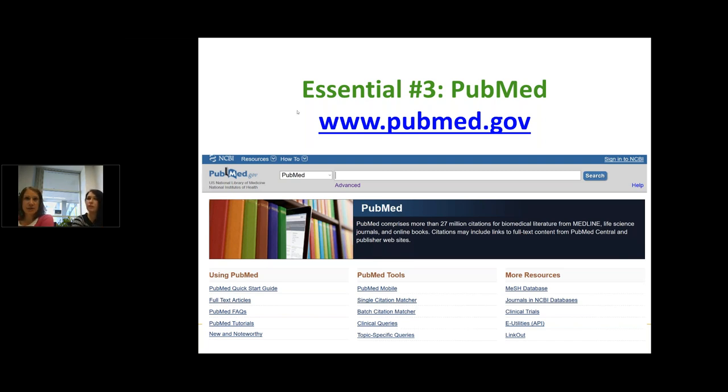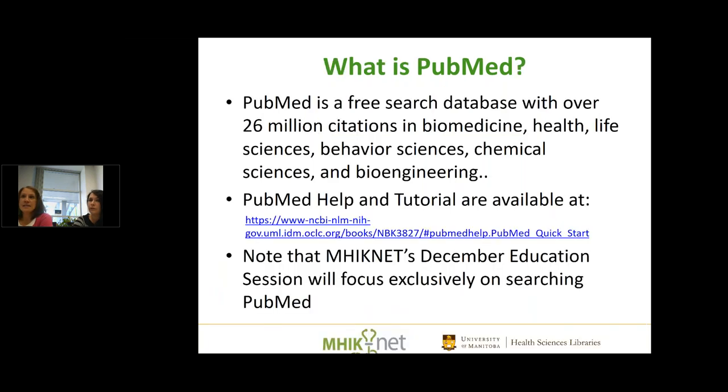So PubMed is freely available at pubmed.gov, and it's free with 26 million citations and counting, and it covers biomedicine, health, life sciences, behavior sciences, all kinds of health and health sciences. There are help and tutorials available. They're really great if you like to learn in that way. This is a great way to learn to search.